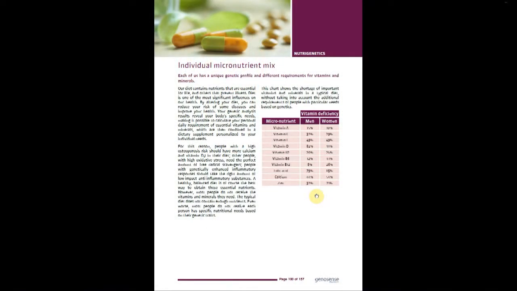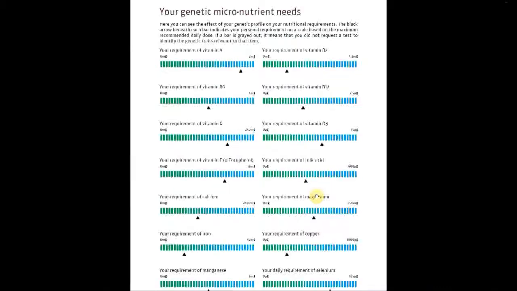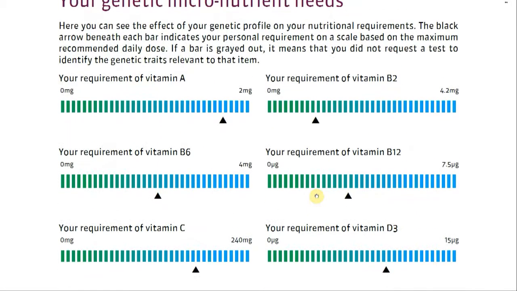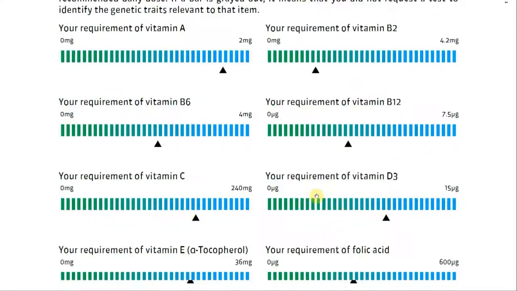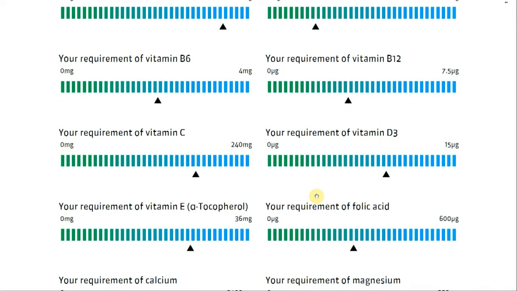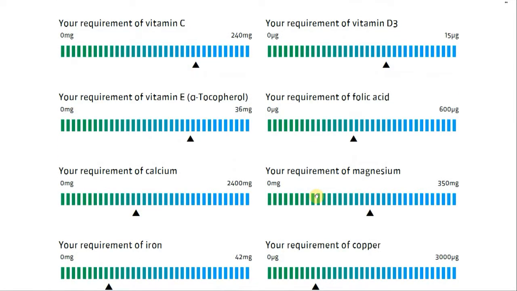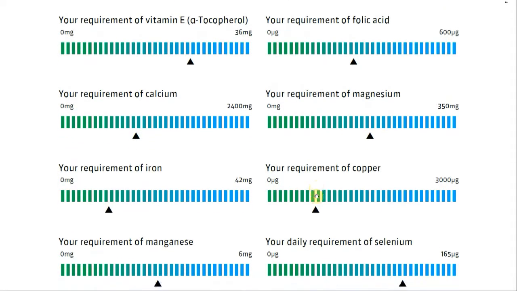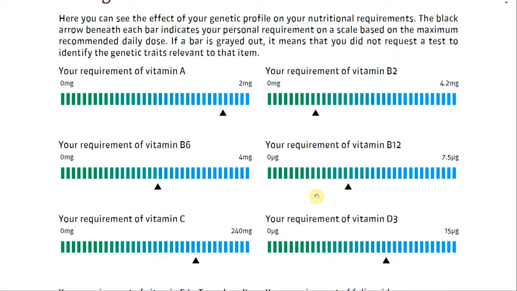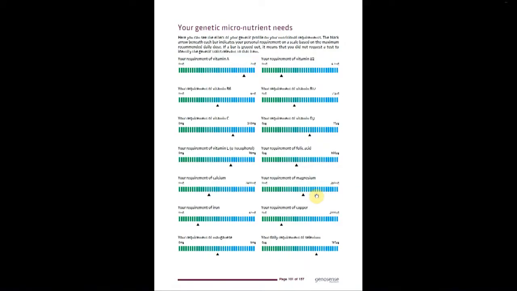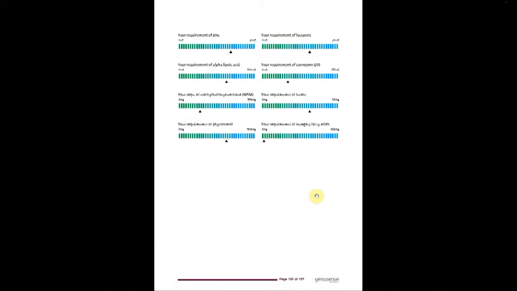So here again is information about micronutrients, and here you see some scales, and you see your requirement of vitamin A. So it's actually quite high in this case. Vitamin B6 is moderate, vitamin C is a little higher, vitamin E is the same, calcium is lower, iron is quite low, and so on. So all of these vitamins and minerals that are contained within food and different food types are evaluated here. And we can tell you which amount we would recommend based on your genetics.